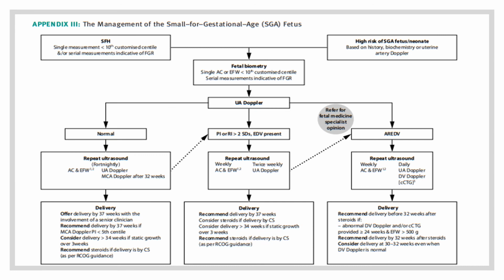Now, where we said that these Dopplers were abnormal, we said repeat ultrasound weekly and twice weekly uterine artery Dopplers. Delivery recommended by 37 weeks. Consider steroids if delivery by cesarean section. Consider delivery greater than 34 weeks if static growth over 3 weeks. Recommend steroids if delivery by cesarean section.